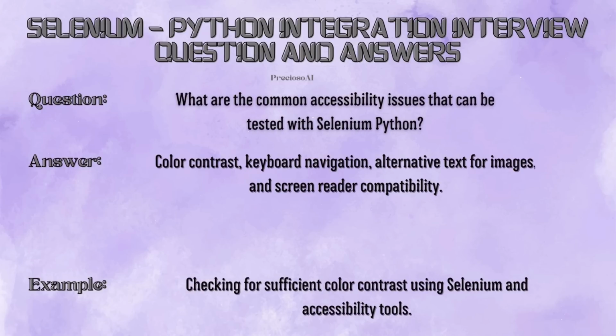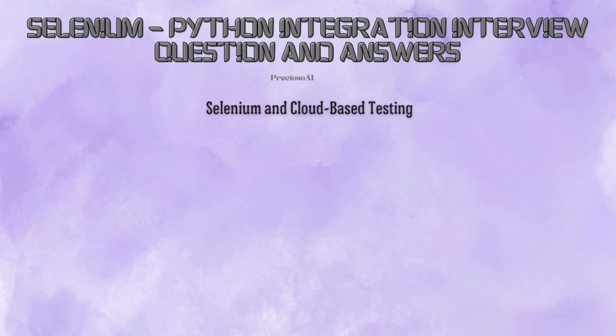Next question is: what are the common accessibility issues that can be tested with Selenium Python? And the answer is color contrast, keyboard navigation, alternative text for images, and screen reader compatibility, for example checking for sufficient color contrast using Selenium and accessibility tools.